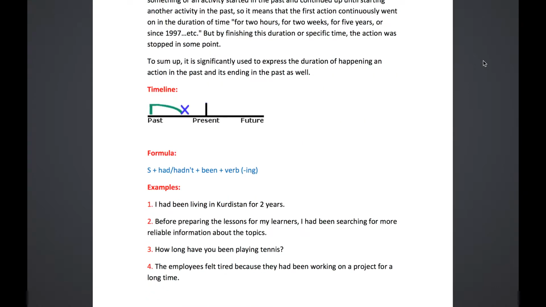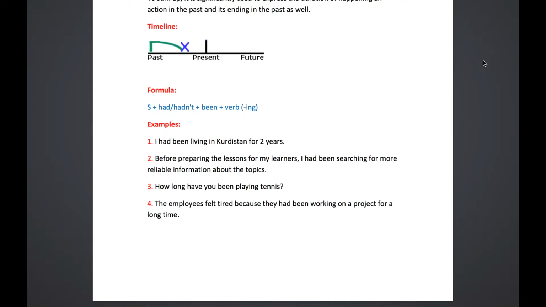And here we have the formula: subject plus had, or had not as its negative form. This is always like that. We have to have had because it's past. It's the past form of has. Plus been, which is the past participle that indicates that this tense is perfect. Plus verb-ing, which shows the continuous action. Here are some examples to be more clear for you.